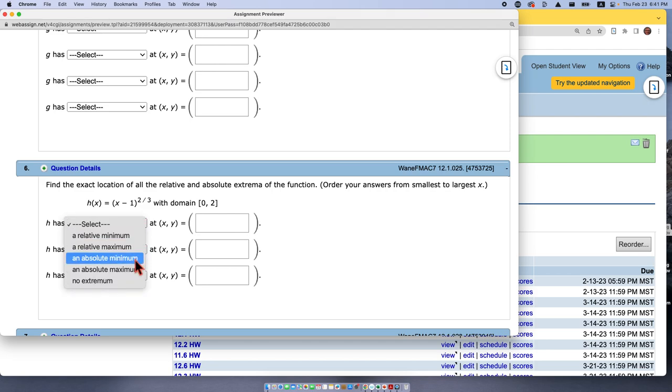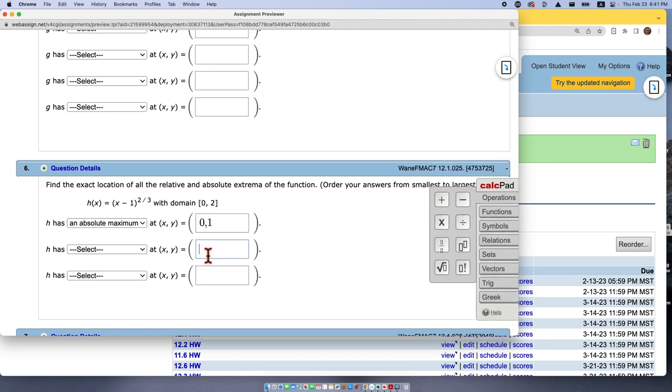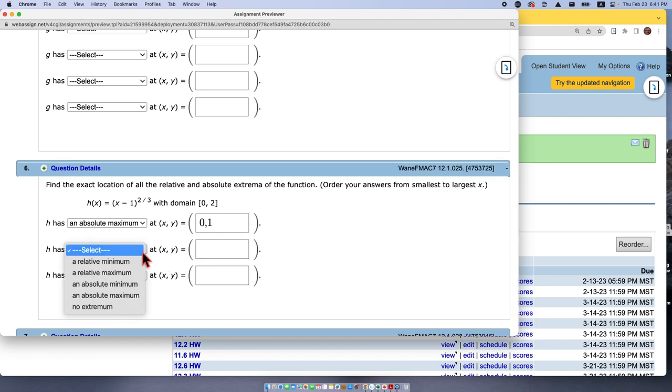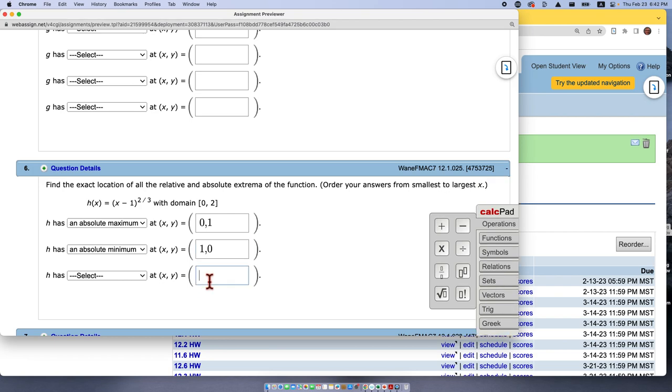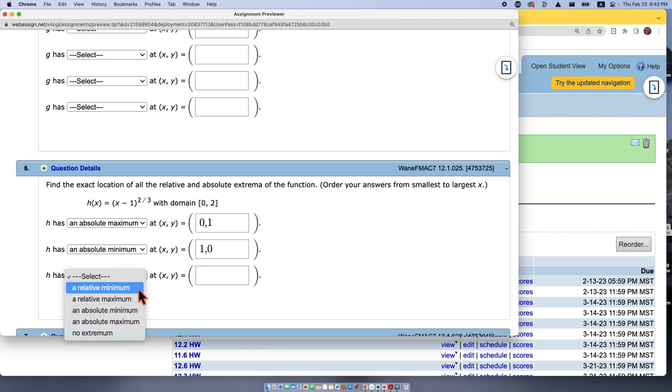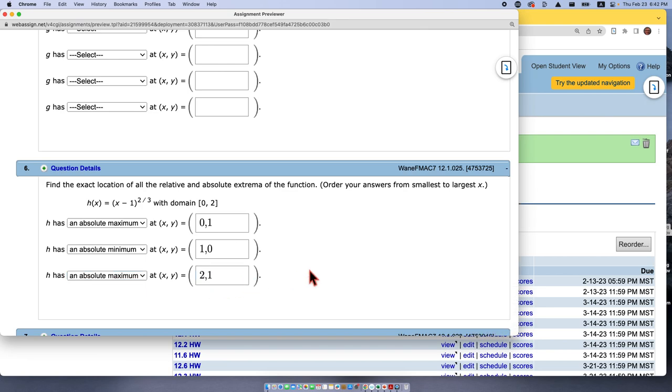So we remember we had an absolute maximum, and that was at 0, 1, and then we had an absolute minimum at 1, 0. Actually, I messed it up the first time I went through this. I transposed the numbers real easily. And then we had another absolute maximum. So we got two places, but the maximum value is the same at both. And that was at 2, 1. Okay, and you could check it.